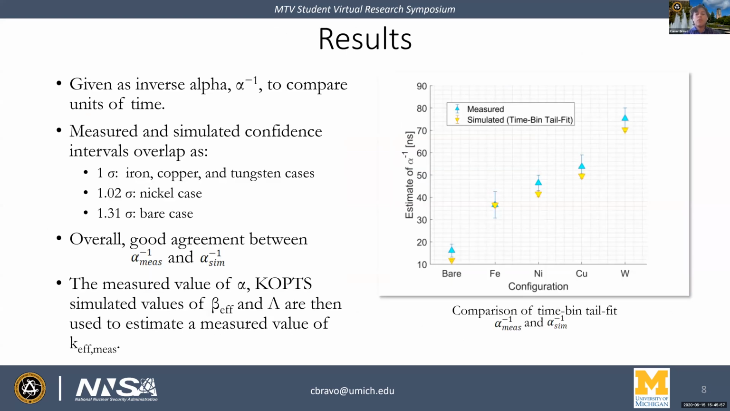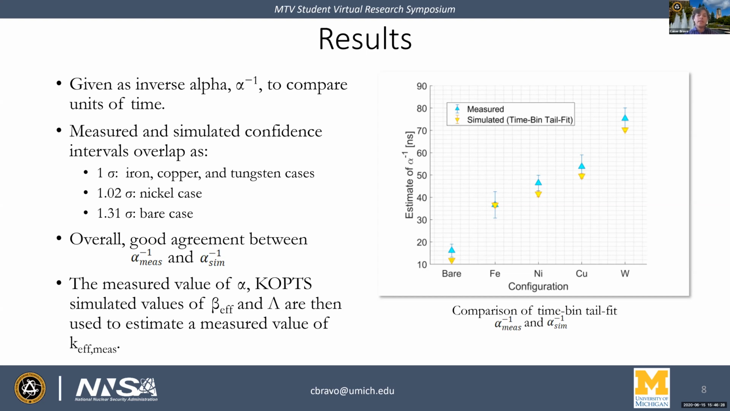And these are the results. For ease, we compare inverse alpha to compare units of time. As shown here on the right, the measured and simulated confidence intervals overlap at 1 sigma for iron, copper, and tungsten cases, 1.02 for nickel, and 1.31 for the bare case. Overall, this is a very good agreement between the measured and simulated inverse alphas and has a general trend, except for the case of iron, with the measured slightly overestimating the inverse alpha.